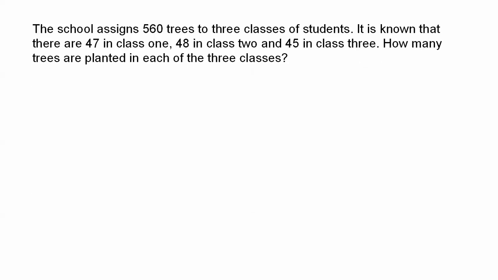Math application. Question. The school assigned 516 trees to 3 classes of students. It is known that there are 14.7 in class 1, 14.8 in class 2, and 14.5 in class 3. How many trees are planted in each of the 3 classes? So this allocation is complying with the proportion.